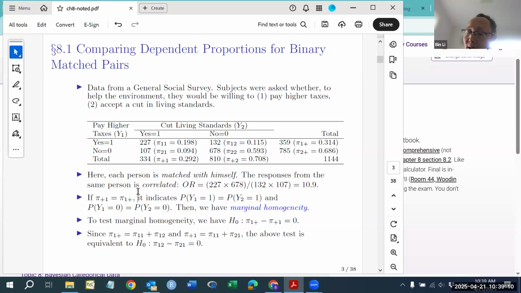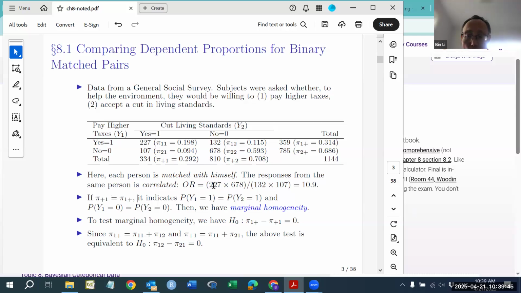They are not independent. So this study is very different from when you ask one group of subjects question 1 and ask another group of subjects question 2. They are very different, because in that case they are independent answers. But here they are dependent. They are matched within the same subject. So the response from the same person is correlated.